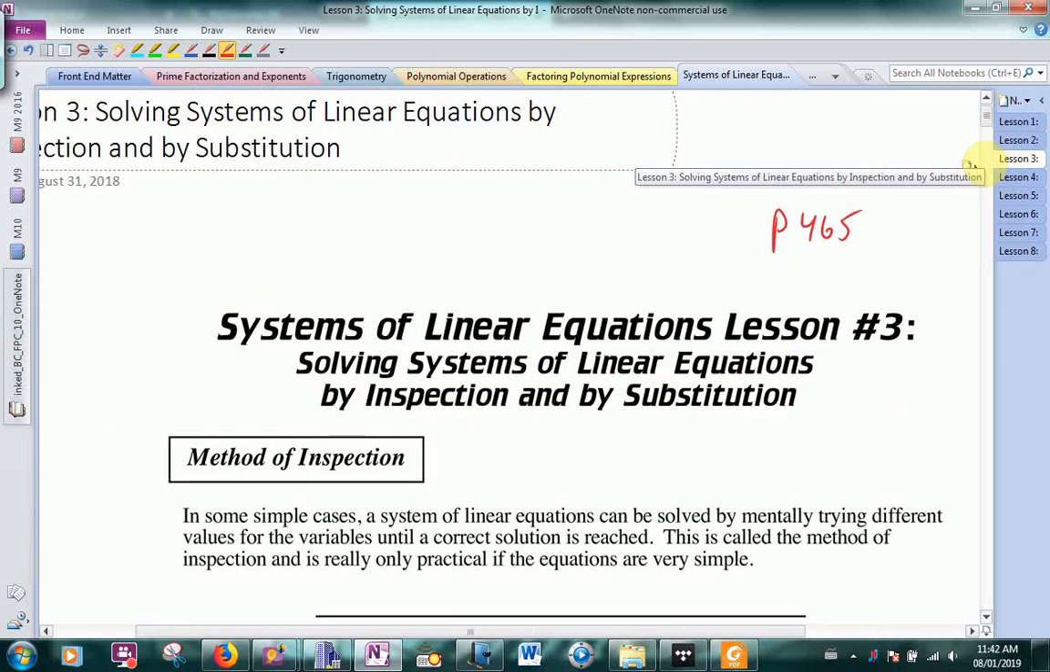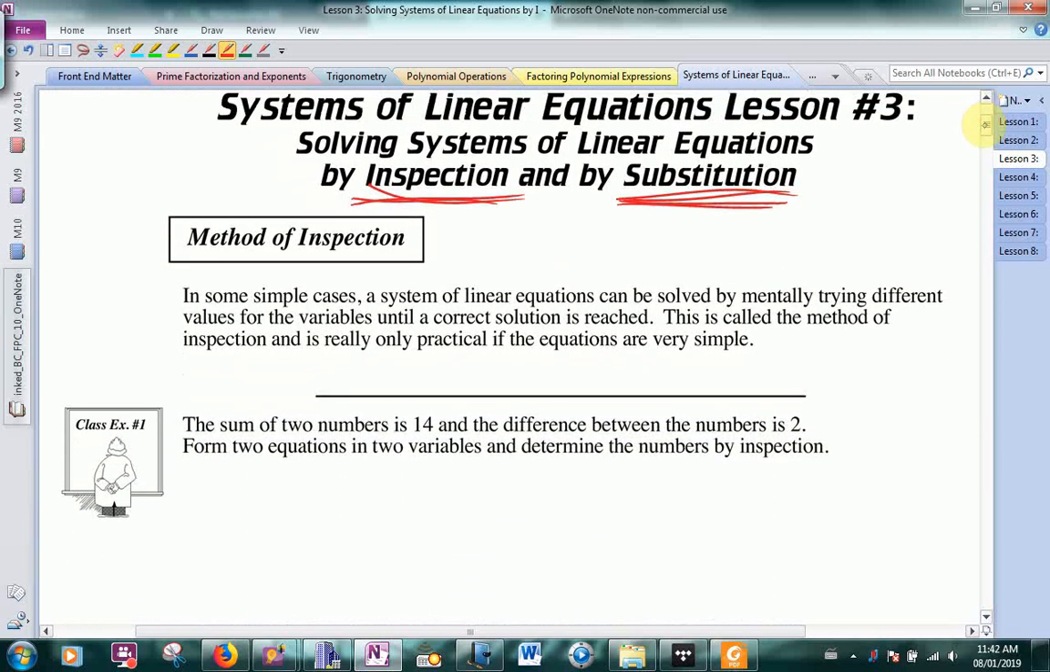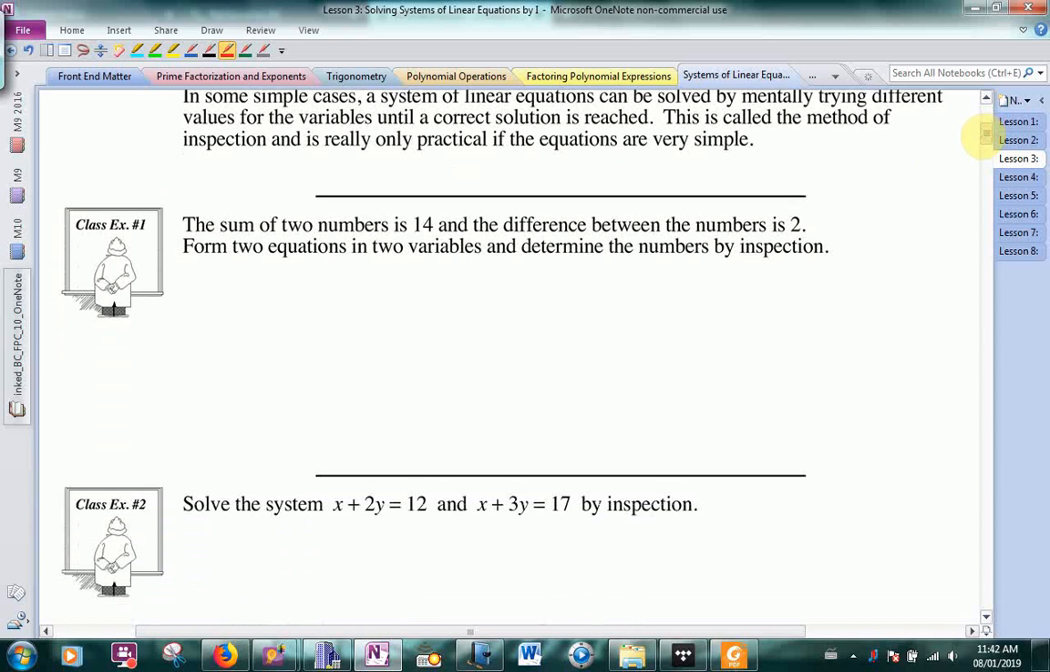Okay, last day was graphing. And today we're going to do what's called the substitution method primarily. For our new book, we also have inspection as well. So I'll quickly go over inspection. Okay, we saw that word when we did factoring. It was one method to do factoring if it was a simplified equation. In other words, throw down two sets of brackets and trial and error. See if you can come up with the answer. That's essentially what we're doing here.